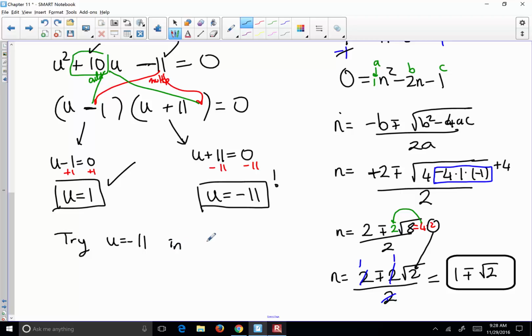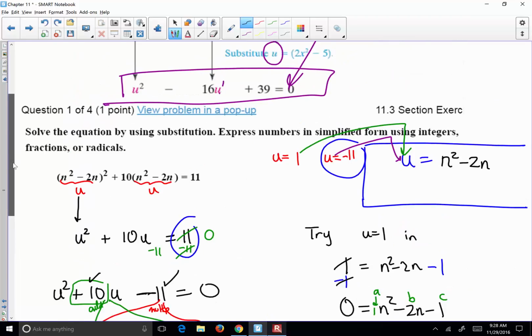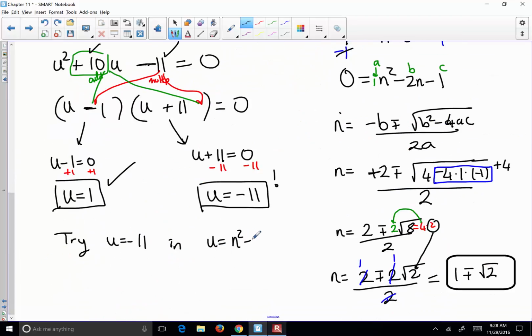In the equation, u equals what? N squared minus 2n. So all you need to do is take this minus 11 and substitute in u. But I need to have minus 11 on the right side, so add 11 to both sides. And you get still 0 on the left. Please, I want to have something factorable now.